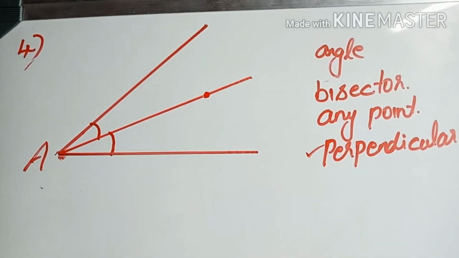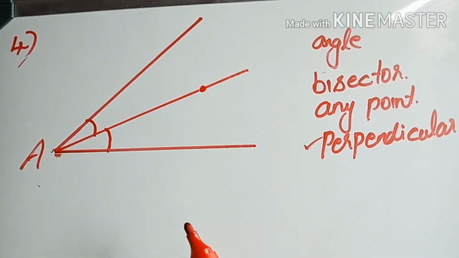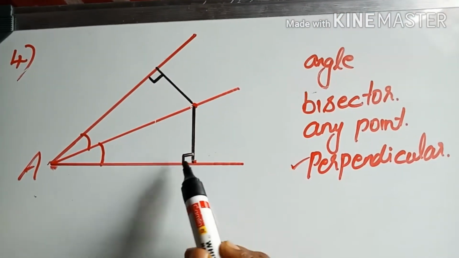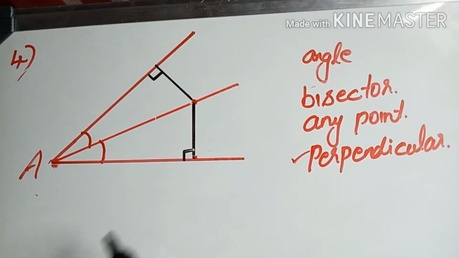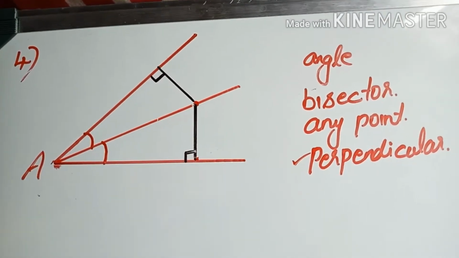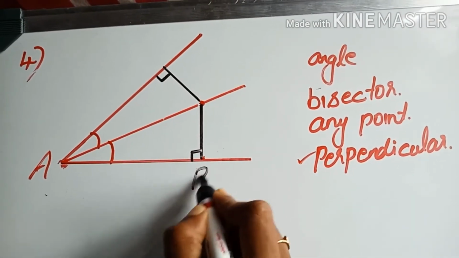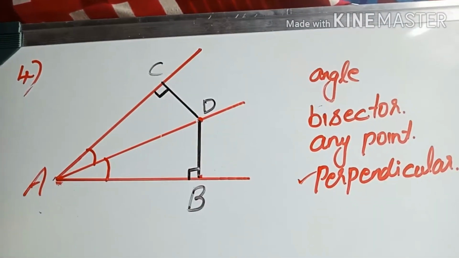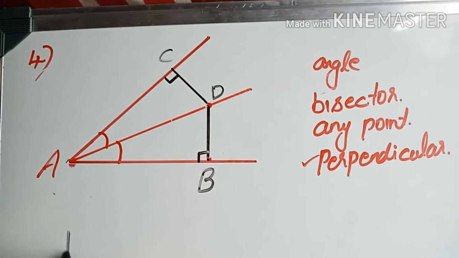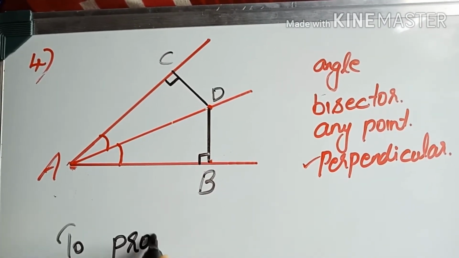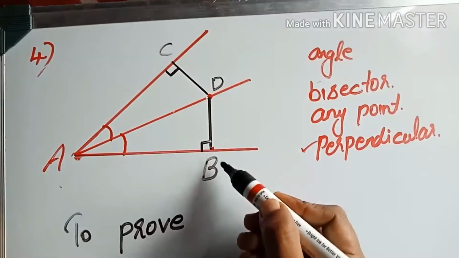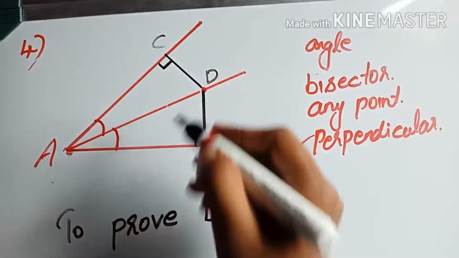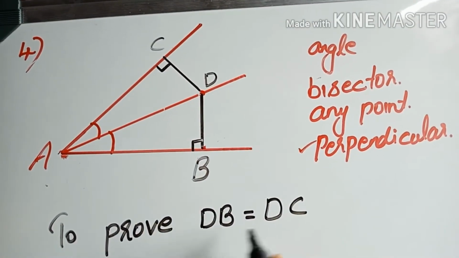Okay, so let's draw the perpendicular lines using a scale. Just a rough figure. So these two are the perpendicular lines, 90 degrees here, 90 degrees here. We need to prove these two are equal. Let's name this B and this C, and this common point D. So to prove the two perpendicular lines are equal, the first perpendicular line is DB, next is DC. DB equal to DC.